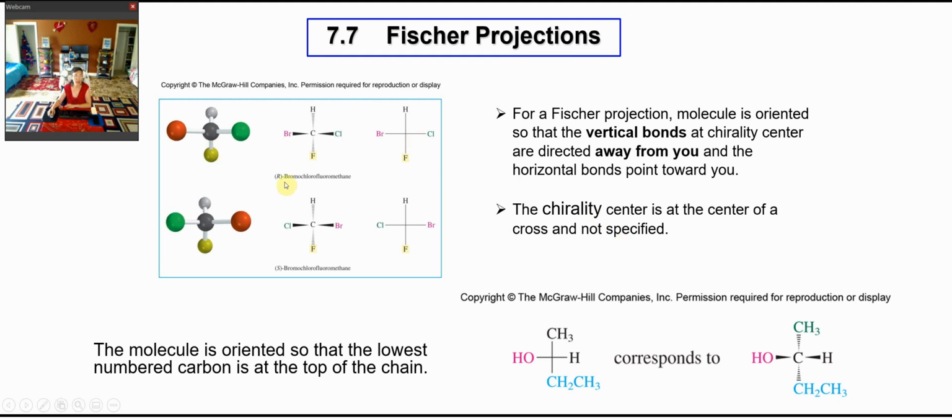So my R configuration. For this R configuration, you have a chloro and bromo pointing towards you, from you to the blackboard. And the fluoro and hydrogen, they are away from you. In that case, you put hydrogen and fluoro on the vertical bond. So Br and Cl, bromo and chloro, you put them in the horizontal position.